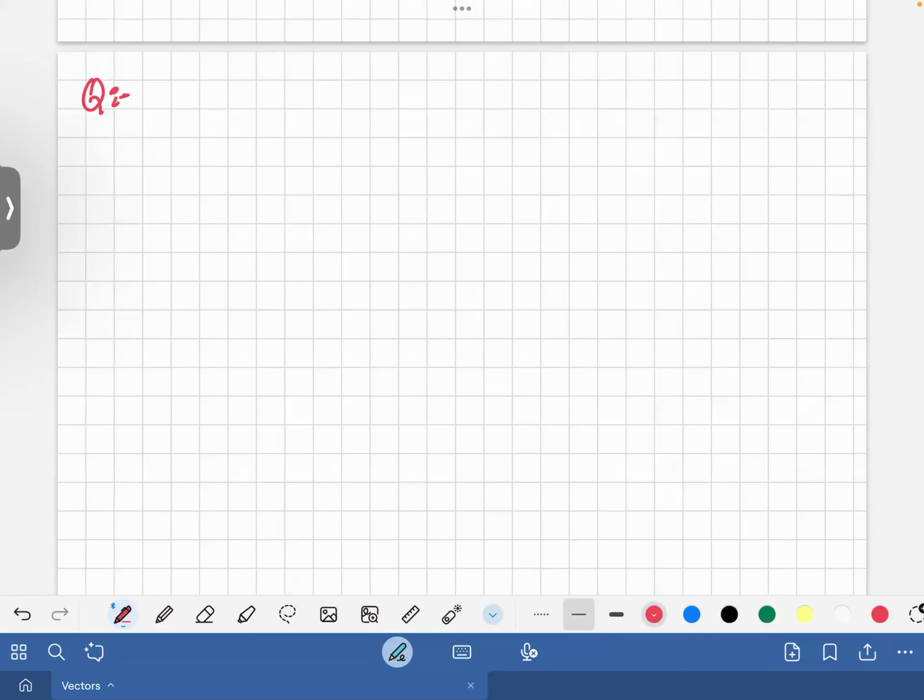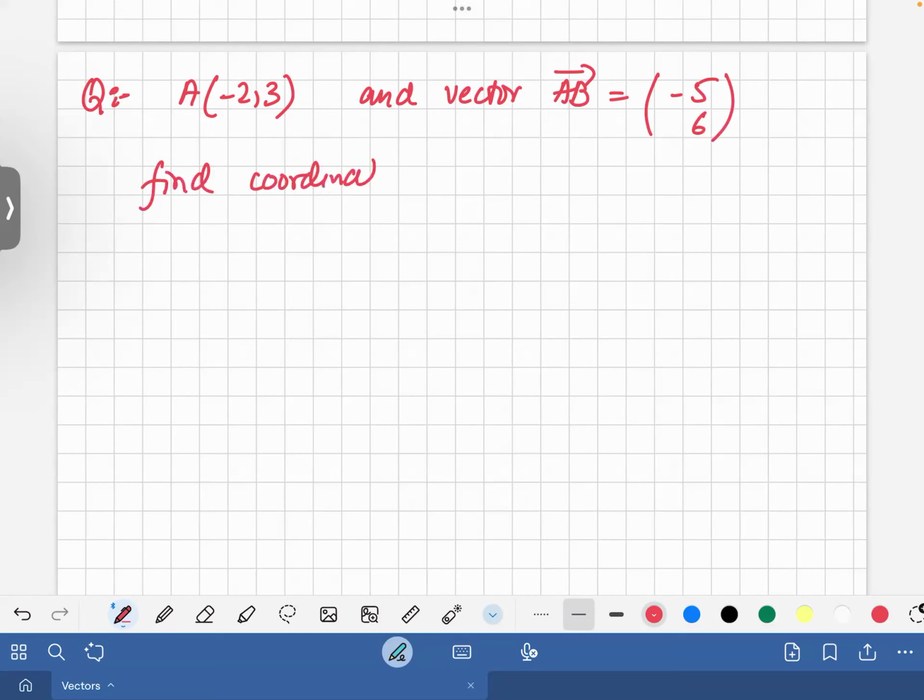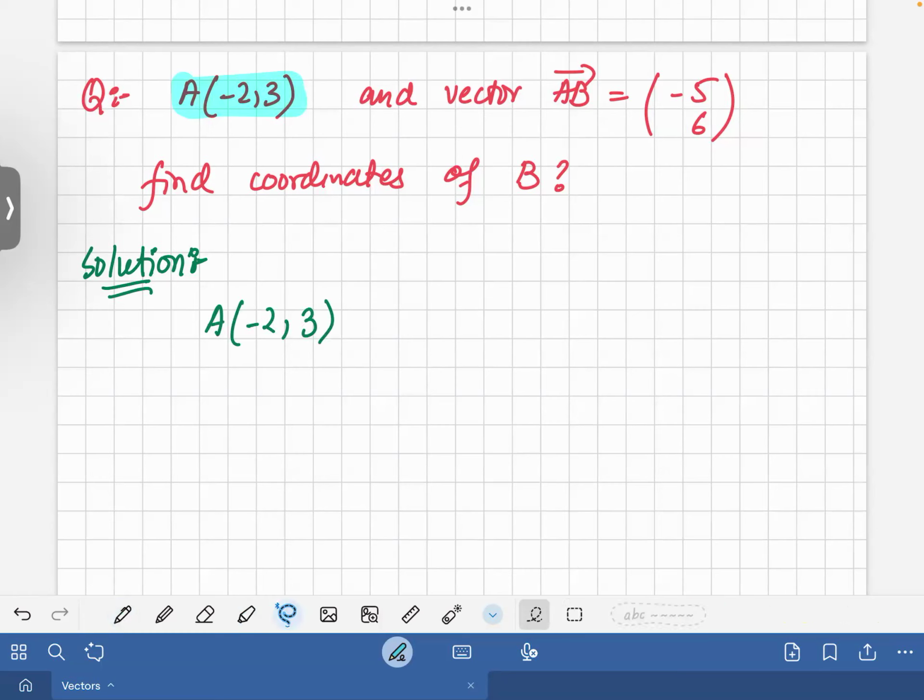Question is: A is -2, 3 and vector AB is -5 and 6. Find the coordinates of B. What does the question mean? Please read it. Beta, you read it wrong. A is not a vector, it's a coordinate. A coordinates -2, 3 and vector AB is equal to -5, 6. Find the coordinates of B.